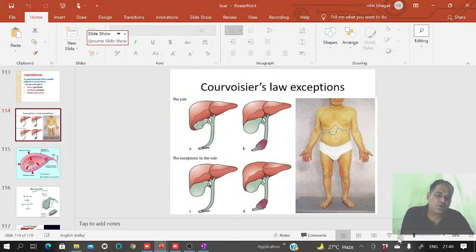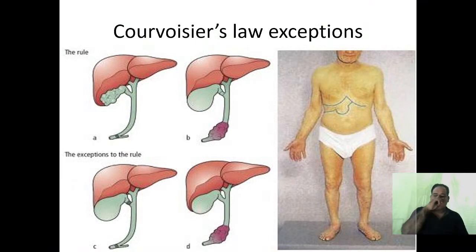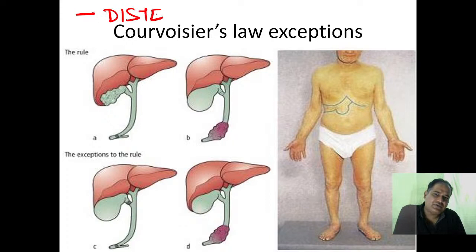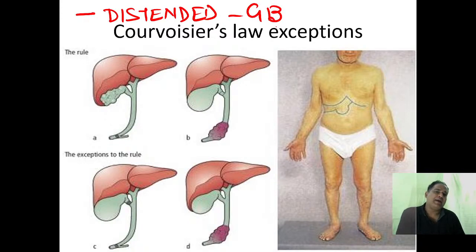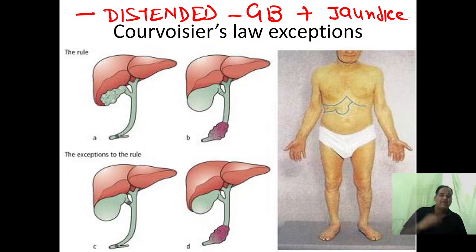Now, you see, Courvoisier's law. Courvoisier's law states that if there is a distended, palpable gallbladder and also your patient has jaundice, I'm repeating, if your patient has a distended and palpable gallbladder and also has jaundice, this jaundice is not due to gallstones.